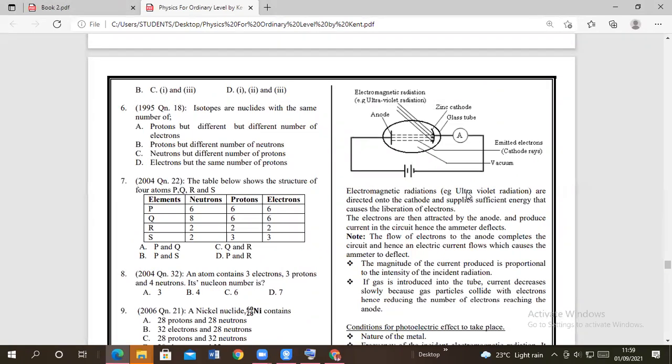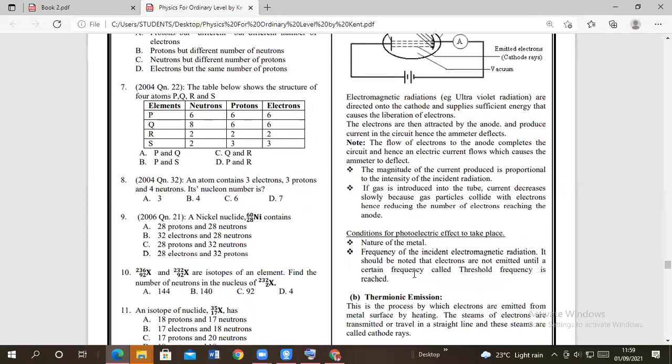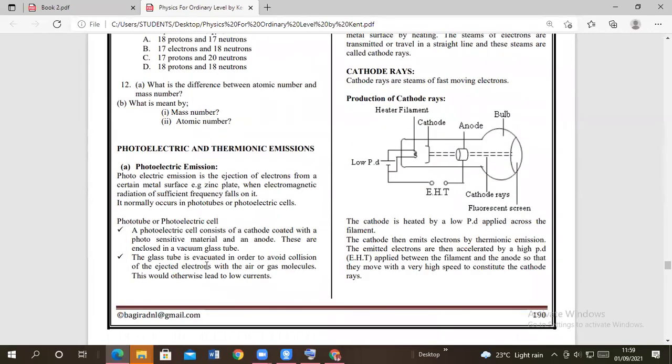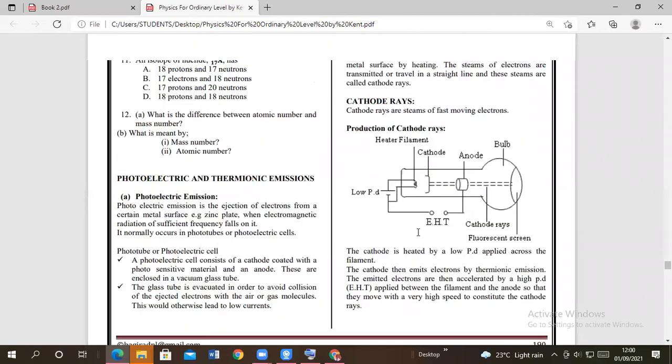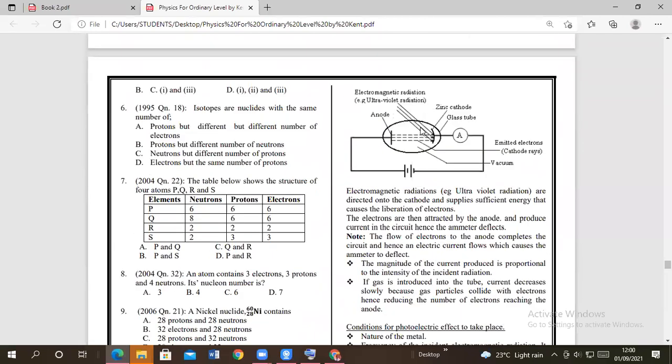So we said that it is made a vacuum. Now look at this part here. The glass tube is evacuated in order to avoid collisions of the injected electrons with the air or gas molecules. Are we together? Yes, so that's why the tube is evacuated. The glass tube is evacuated to prevent collisions of the electrons with the air molecules.